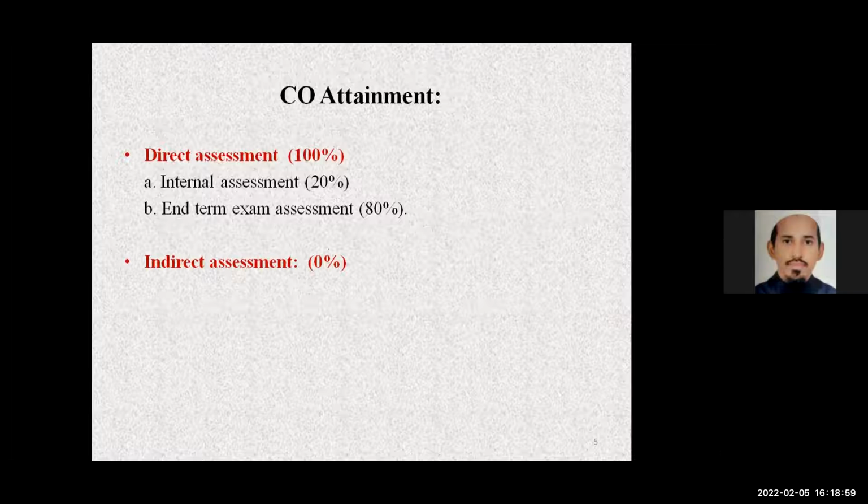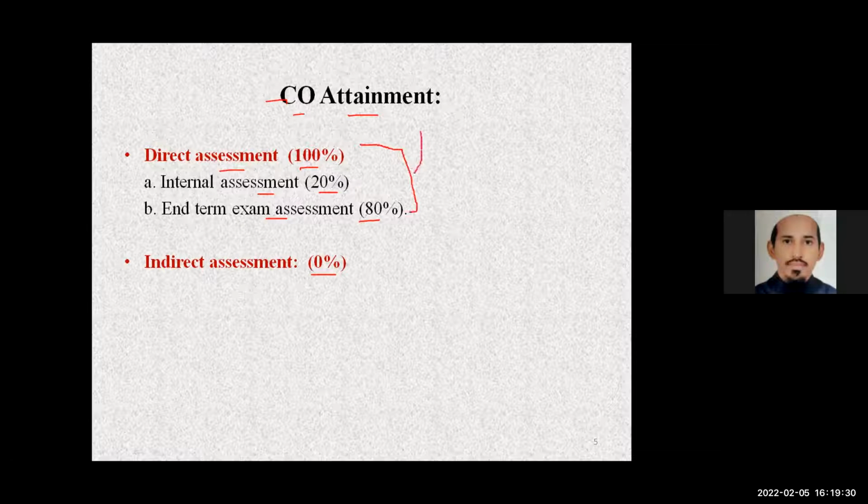Now in pharmacy, before going into IonCUDOS, I want to briefly explain the CO attainment and PO attainment. These are the course outcomes attainment. For this, we are using the direct assessment tool 100%, and we are not using indirect assessment. 20% weightage is given for internal assessment and 80% weightage for exam assessment. With the help of the internal exam and external exam, we can achieve the course outcome attainment.